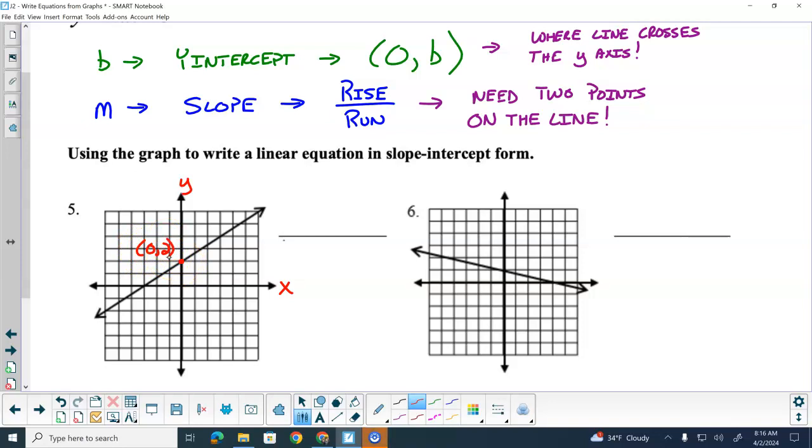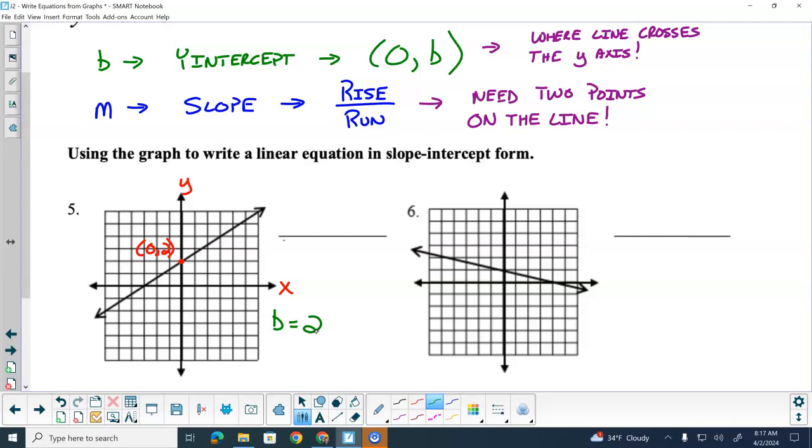So if that's the point 0, 2, what is my b? Or what is the value of b in this problem? 2, right? Because that's my b, right? 0, 2, 0, b, so b has to be 2. Okay? So in this problem, b is 2.